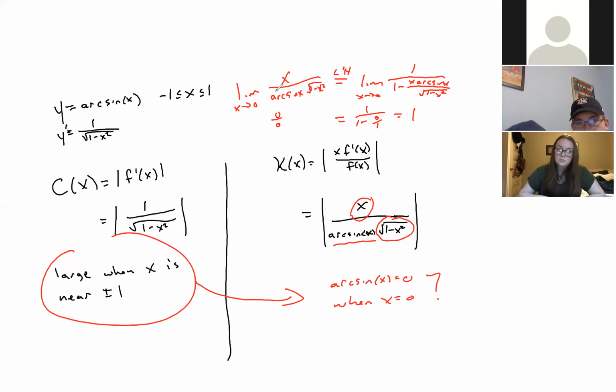But in the end, after we do all this work, it turns out that when x is near 0, even though we would have 0 in the denominator, things kind of balance out with the numerator, and as x approaches 0, the y values are approaching 1, or the relative condition numbers are approaching 1, so that's not a problem.